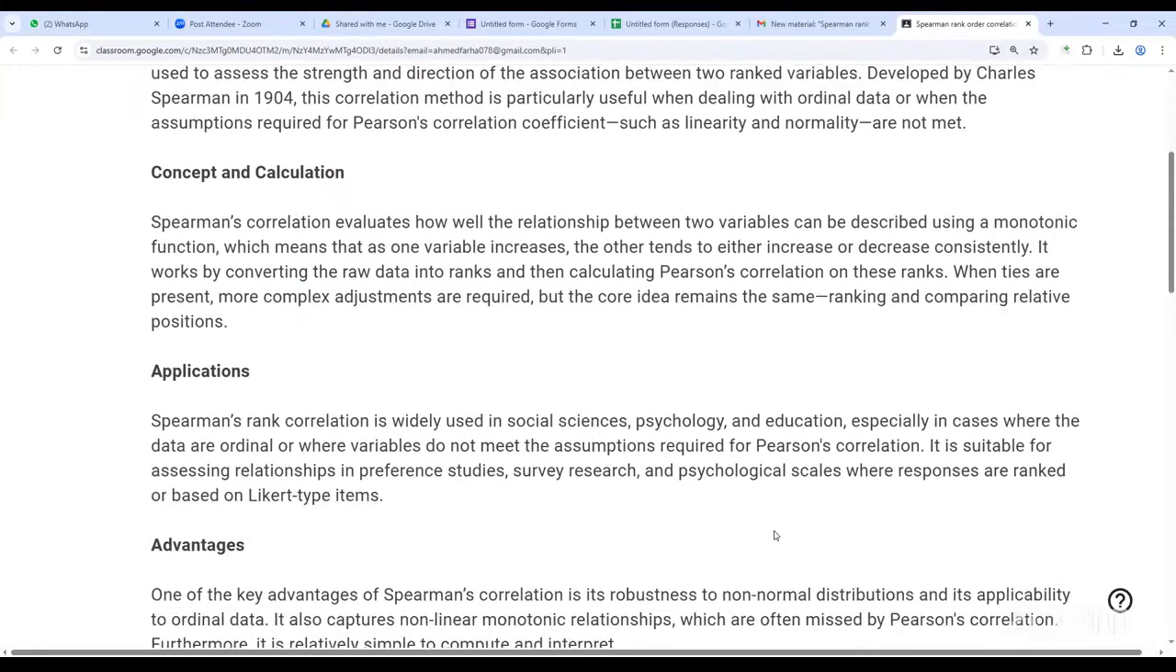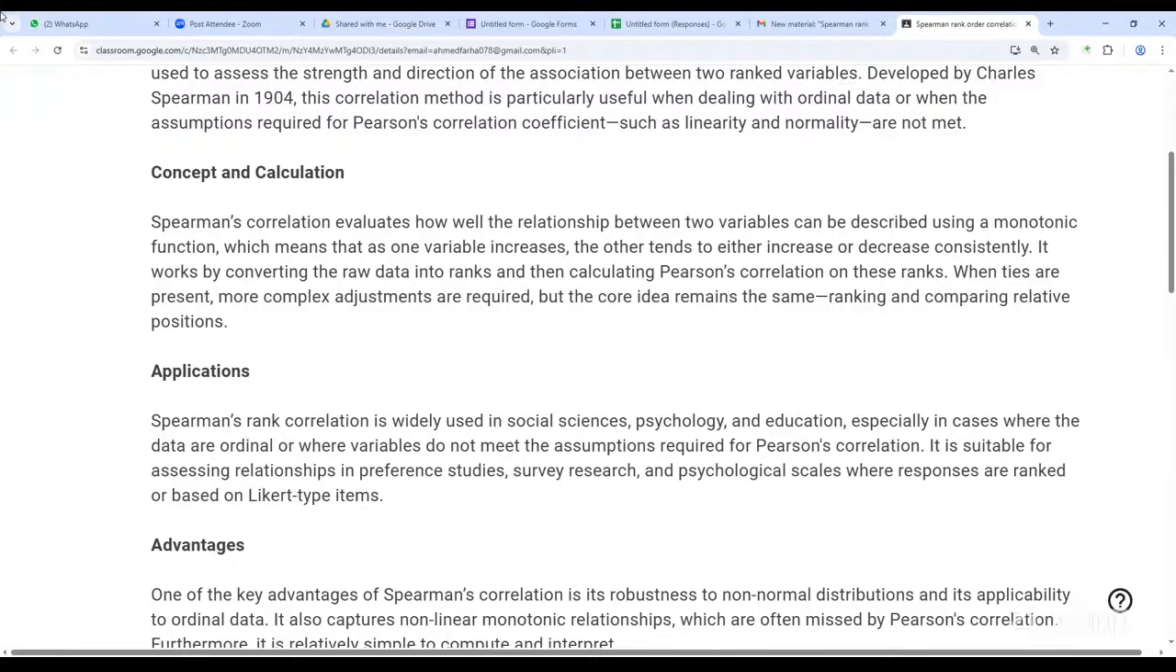Spearman's correlation evaluates how well the relationship between two variables can be described using a monotonic function, which means that as one variable increases, the other tends to either increase or decrease consistently. It works by converting the raw data into ranks and then calculating Pearson's correlation on those ranks. When ties are present, more complex adjustments are required, but the core idea remains the same: ranking and comparing relative position.